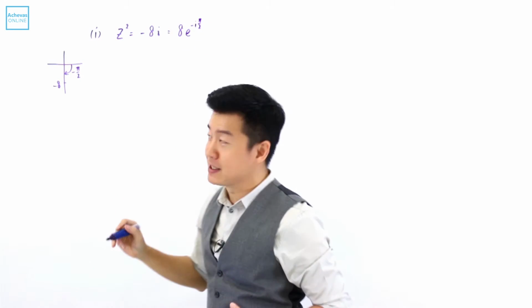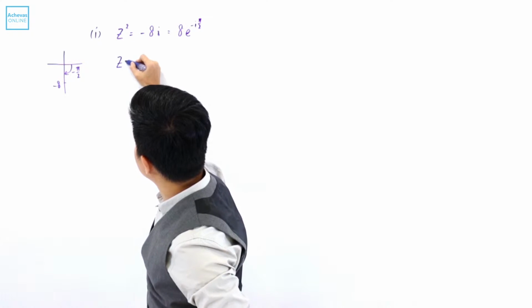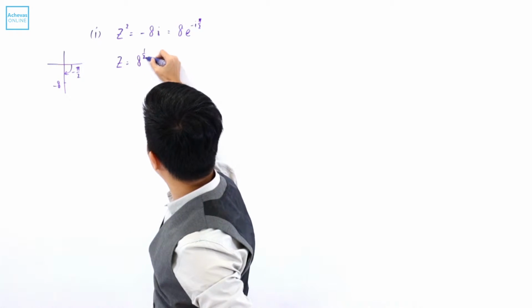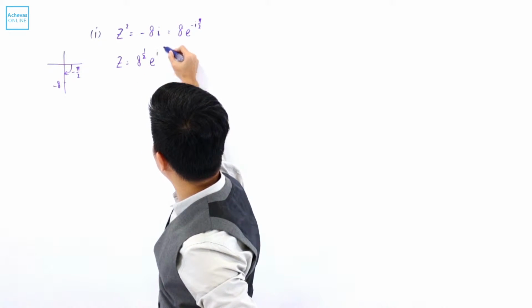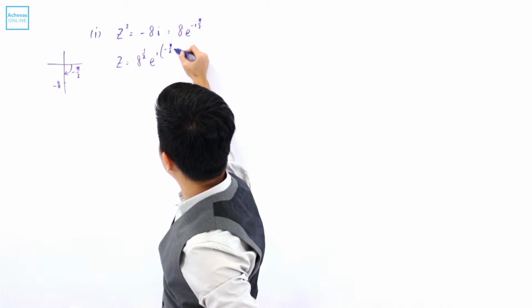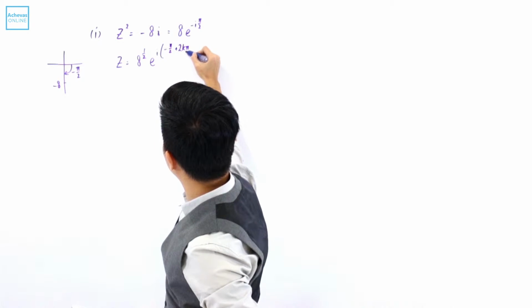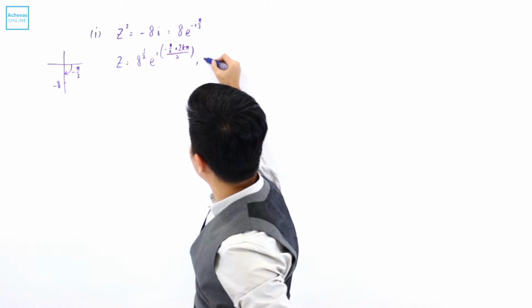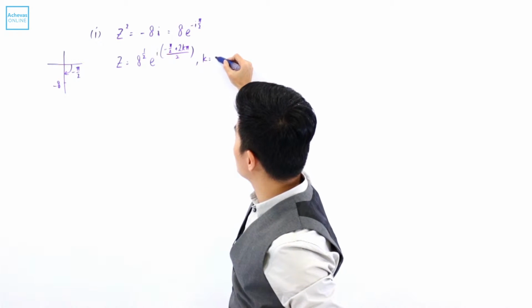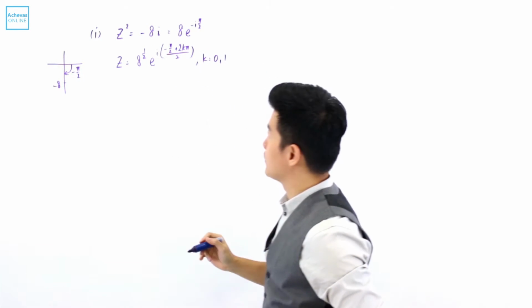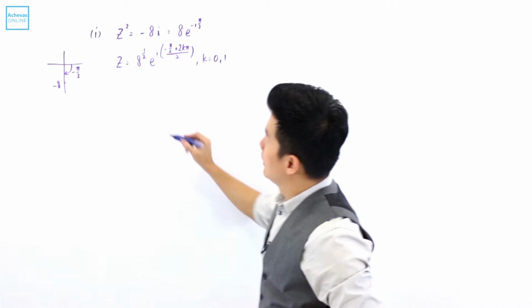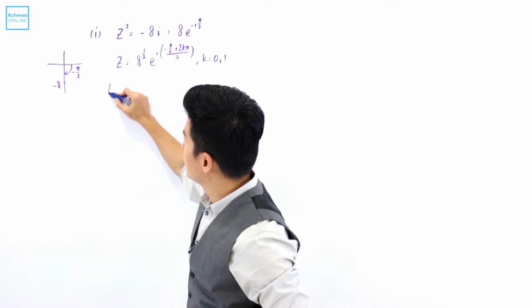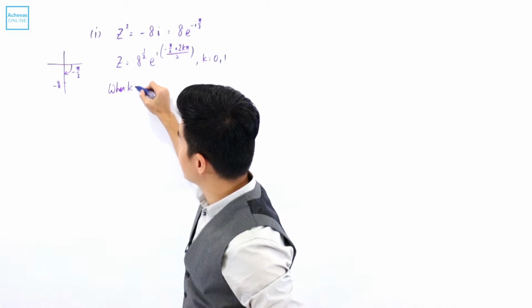So if I were to apply De Moivre's theorem, z is going to be 8 to the power of 1 over 2 e to the power of i of (minus pi over 2 plus 2k pi) divided by 2, where k is just any two consecutive integers. I'm going to go for 0 and 1. So for the first root, it is going to be when k is equal to 0.